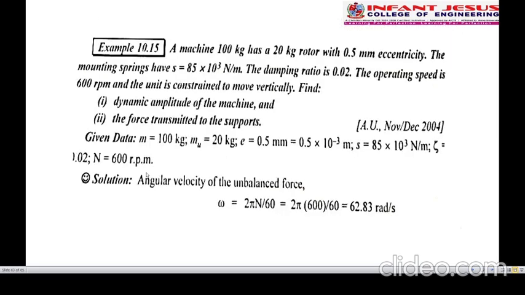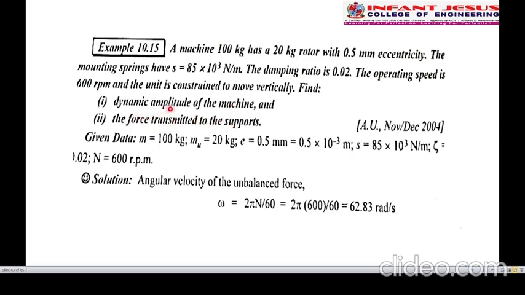So next we can see one problem. A machine of 100 kg has a 20 kg rotor with a 0.5 mm eccentricity. The mounting springs have S equal to 85 into 10 power 3 Newton per meter. So the given data: the mass is given, the small rotor mass and eccentricity are given, and the stiffness of the spring is given. The damping ratio zeta is given. The operating speed n is given, and the unit is constrained to move vertically. So the motion is vertical motion. Find the dynamic amplitude of the machine and the force transmitted to the supports.